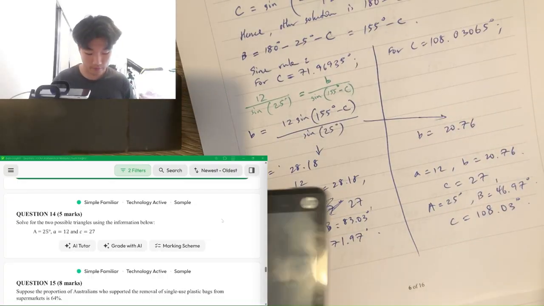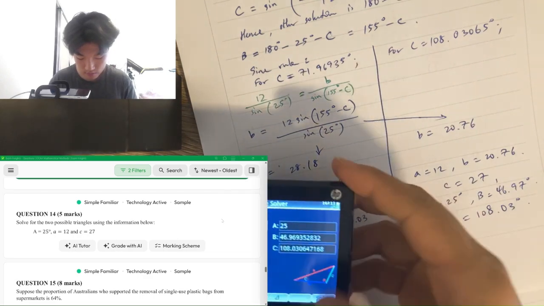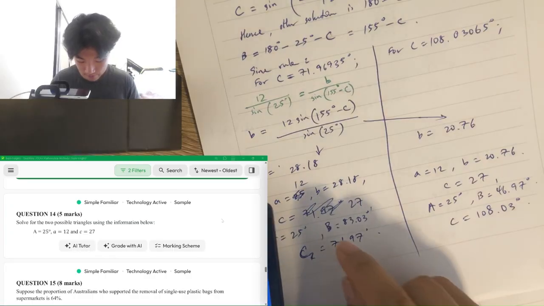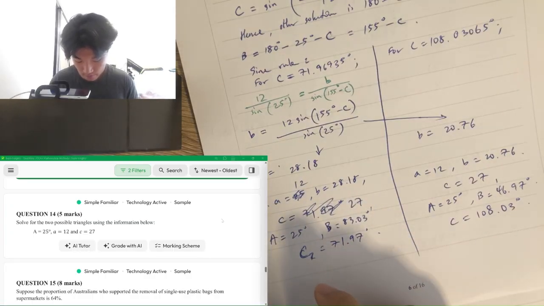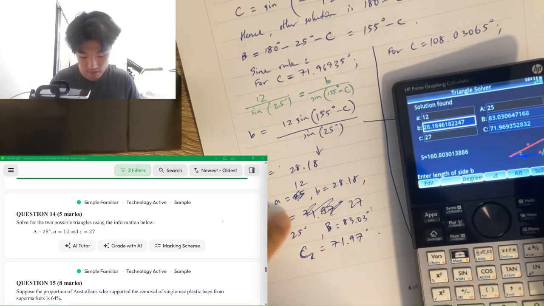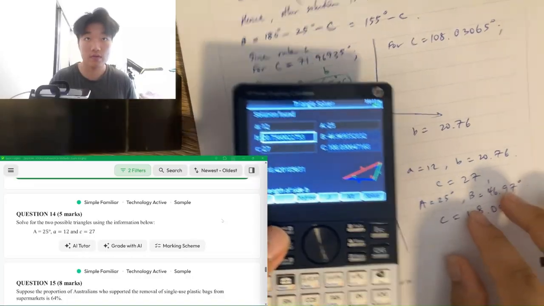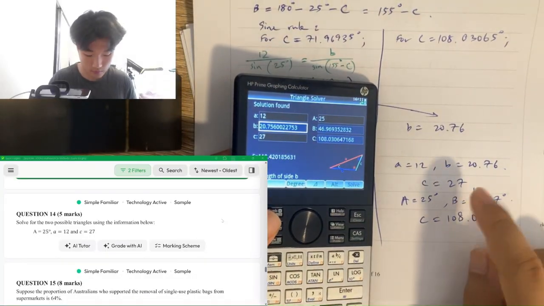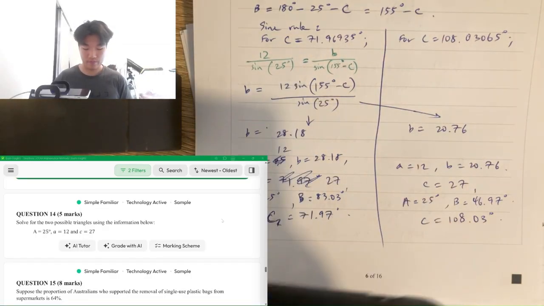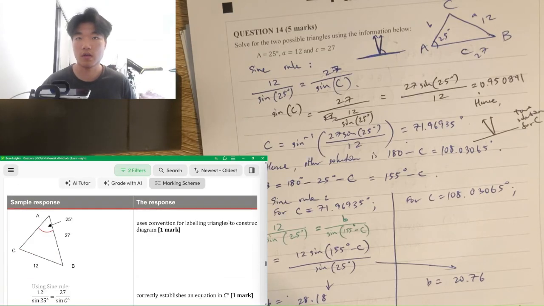Yeah, something to note. Let me just cross-check with a triangle solver. Okay, so let's see. Angle, yep. Okay, the alternative solution. Yep. Okay, so that is it, yep. So that should be correct. Let us see the marking scheme.